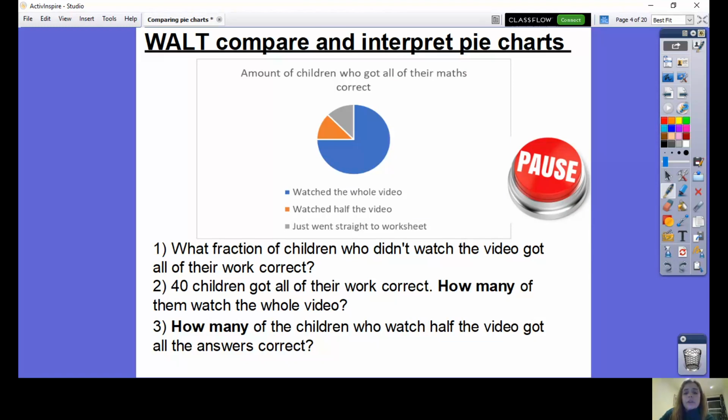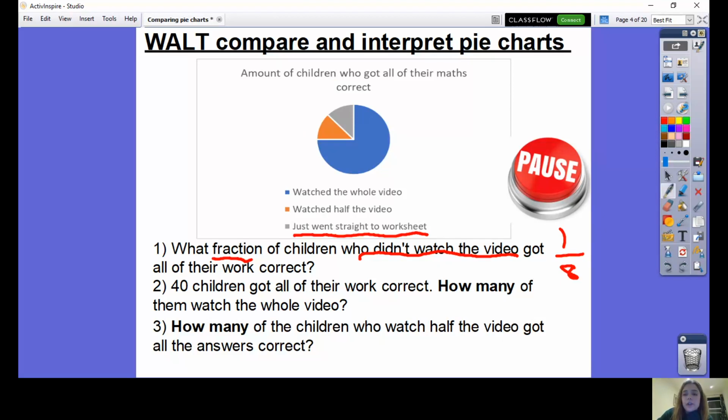What fraction of children who didn't watch the video got all their work correct? I'm asked for a fraction here of who did not watch the video. Just went straight to worksheet means you didn't watch the video and that is there. I can see that 3/4 is blue. So grey and orange together makes up 1/4. Half of a quarter is 1/8. 1/8 of the children just went straight to the worksheet.